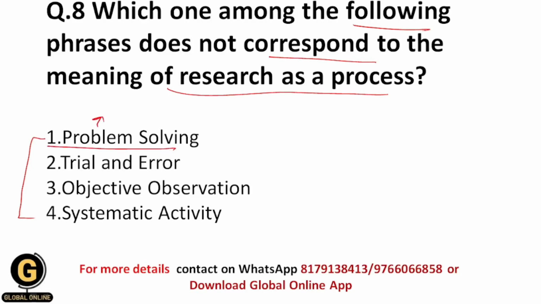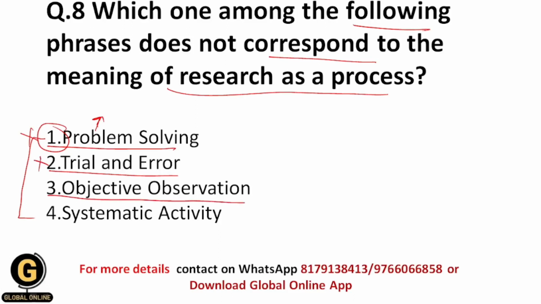Research is a process, and whenever we have any kind of question, we solve the problem. So research is a problem solving process. So this option is eliminated. Trial and error: in every kind of process there is trial and error. So this is also eliminated.